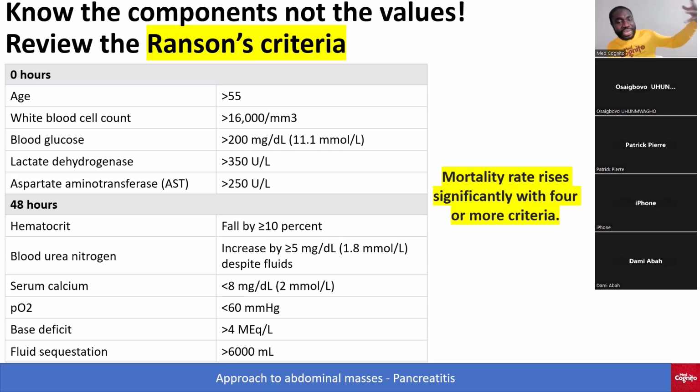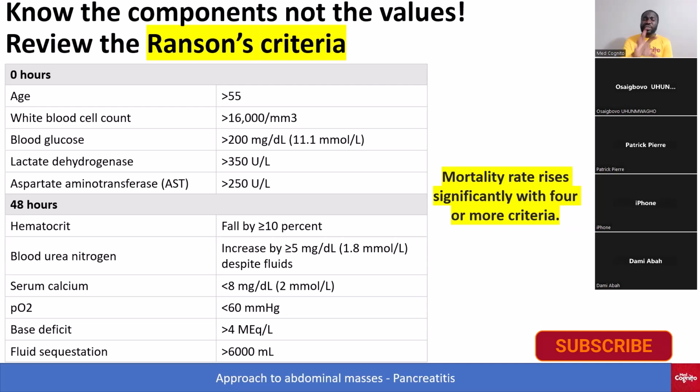But rather, they can pick components of the Ranson's criteria and then ask you questions about it. This one as well, you don't need to worry so much about these values, but rather about the components. So if you have a patient who was diagnosed with pancreatitis and the patient is in the ER right now, what are the things you want to do to help you to determine the severity of the pancreatitis, whether or not the patient may deteriorate or whether the pancreatitis is mild? So don't mix the two.